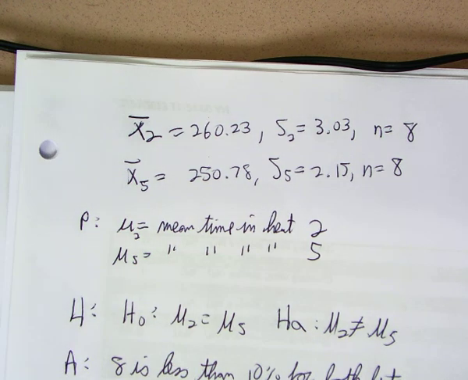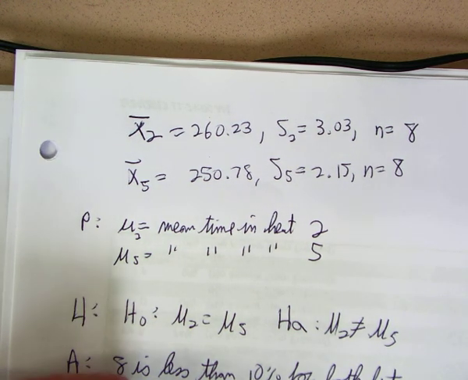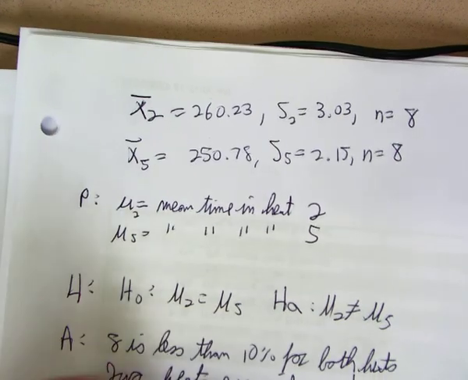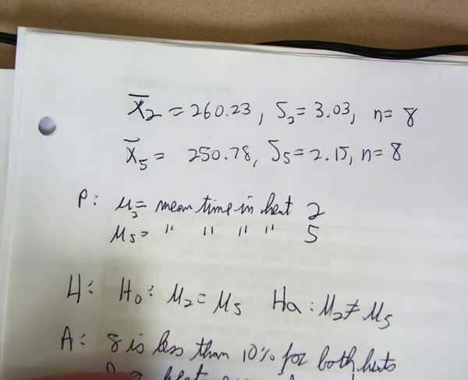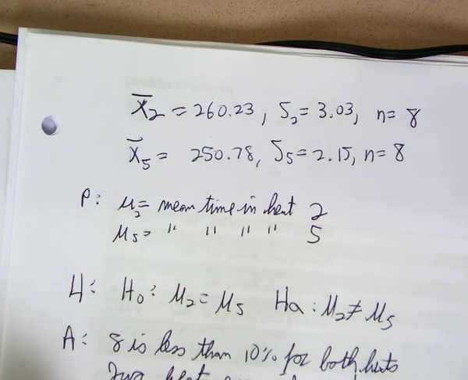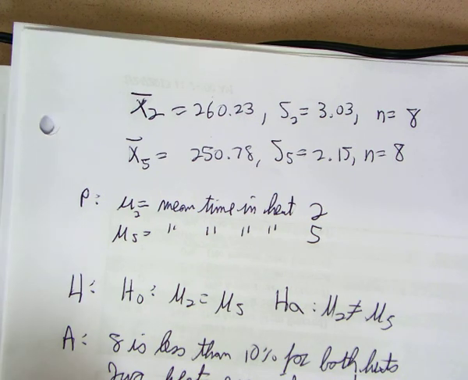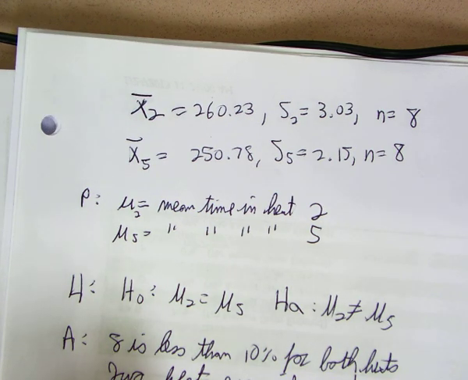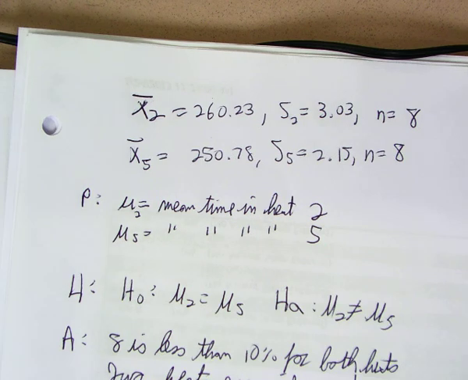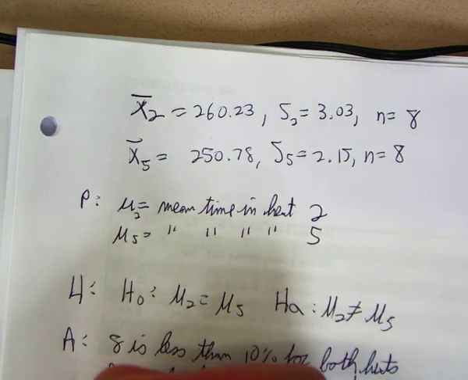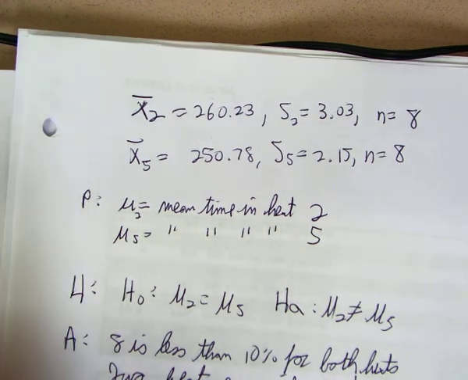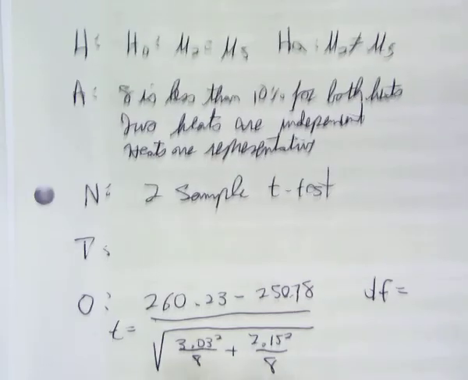Obtain P. We're going to do 260.23 minus 250.78, over the square root of 3.03 squared over 8 plus 2.15 squared also over 8. Okay. And then that's going to be our t. I got to figure out how many degrees of freedom there are, and we'll figure that out in a second. So there's our equation.